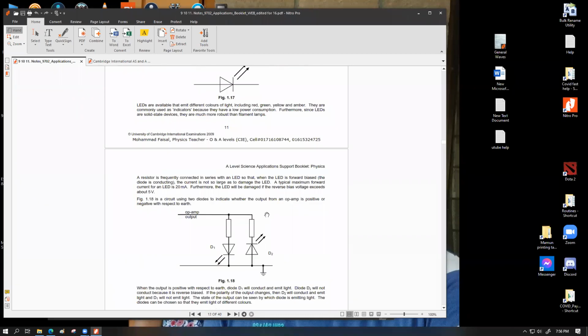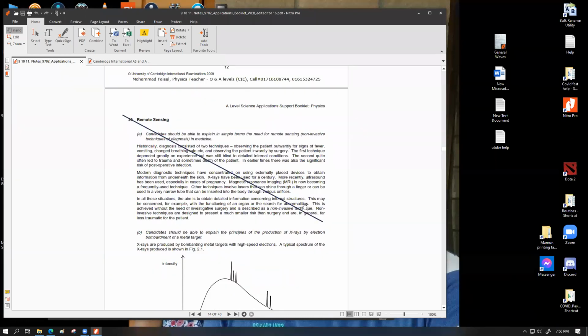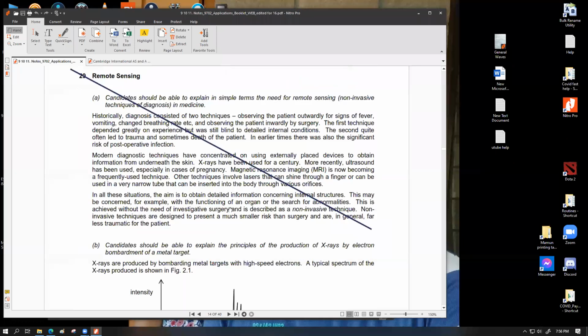Yeah, so this first paragraph that I have crossed out, because the CA people decided that you don't need to know this thing anymore. I'm just going to tell you what is included in this paragraph. You can read it up in your own time later on. It basically says that diagnosis can be done in two primary ways.